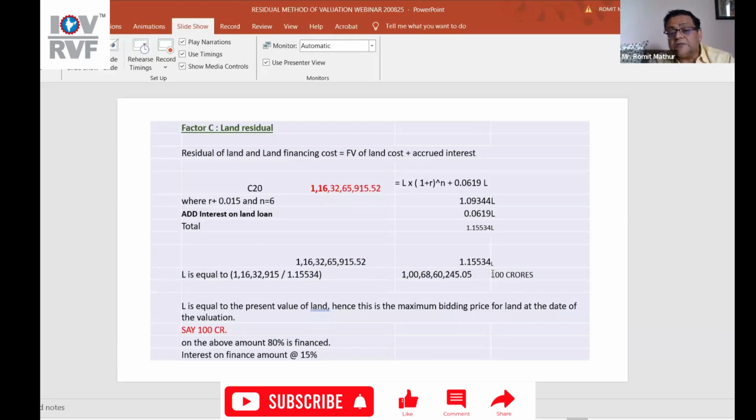So this is 100 crores. L is equal to present value of land, hence that is the maximum bidding price for land at the date of valuation. That is 100 crores. This is with an assumption that 80% of the land is financed, and for the construction he's taking the loan. And interest on finance amount is 15%.